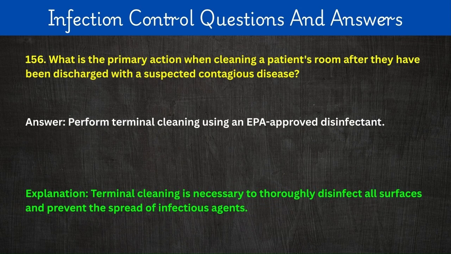156. What is the primary action when cleaning a patient's room after they have been discharged with a suspected contagious disease? Answer: perform terminal cleaning using an EPA-approved disinfectant. Explanation: terminal cleaning is necessary to thoroughly disinfect all surfaces and prevent the spread of infectious agents.